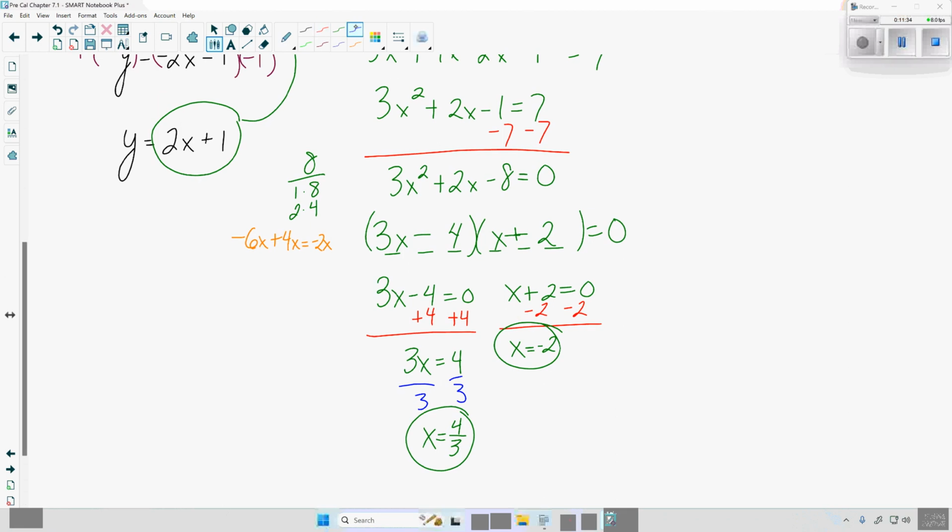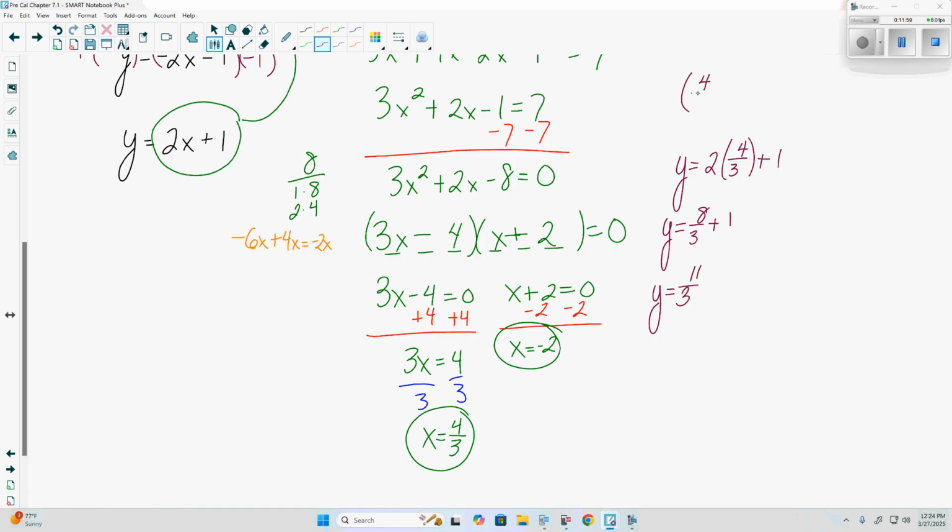Now at this point here, we got to plug them back in to find the value of y. So we can start with 4/3. So it's telling us y is equal to 2 times 4/3 plus 1. Now our 2 times 4/3 would be 8/3. And 8/3 plus 1 is going to be 11/3, telling us that this solution is the point (4/3, 11/3).